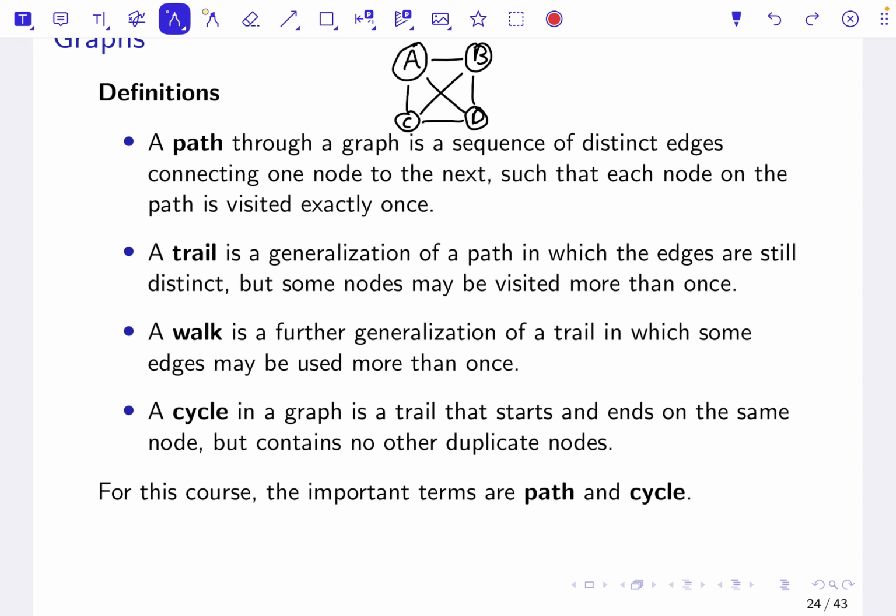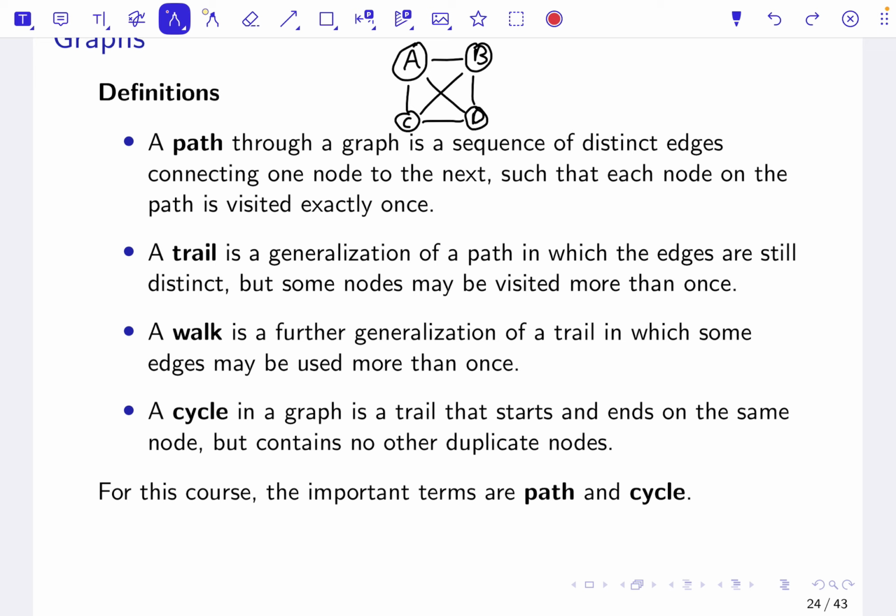A walk is a further generalization of a trail where you can visit edges more than once. So, I don't know, you could just do whatever you want. Whatever the heck I just did is a walk. And with those three definitions, you're going to get them confused. I guarantee it. But you can still somewhat use your intuition to remember which is which.